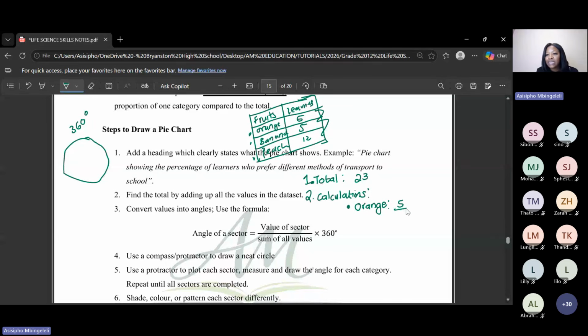Out of how many students in total? We have calculated the total already. Out of 23 students, right? And then you're going to multiply because you're saying there's 5 out of 23 students. I need to know what portion they will get from the 360.